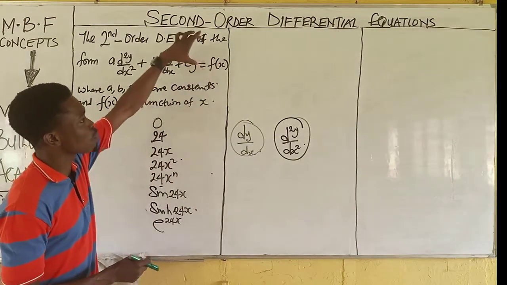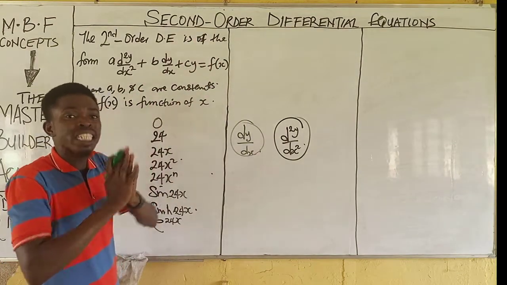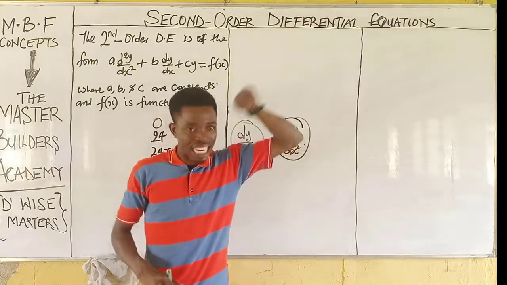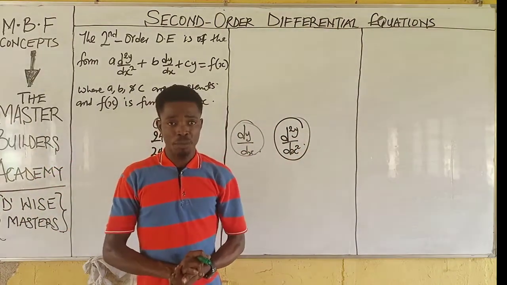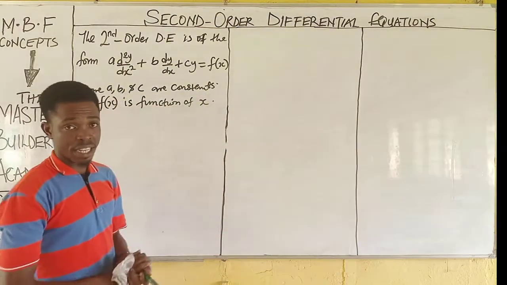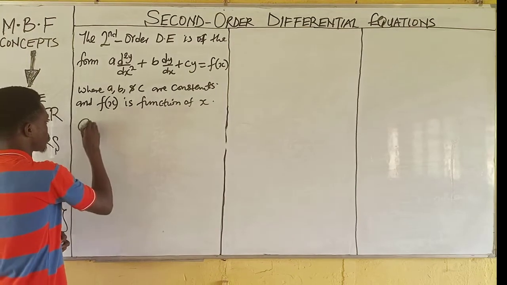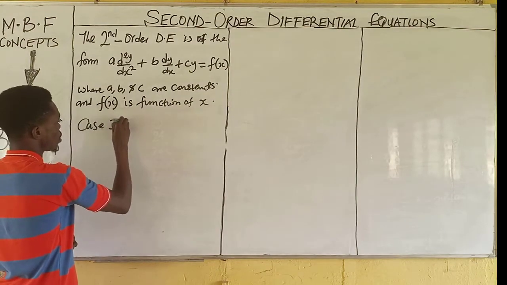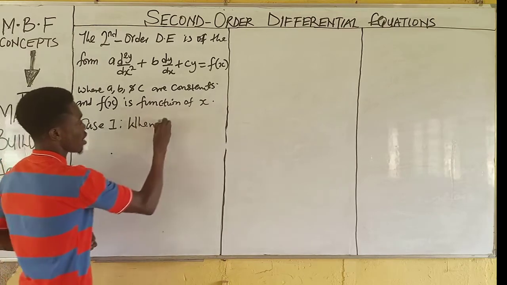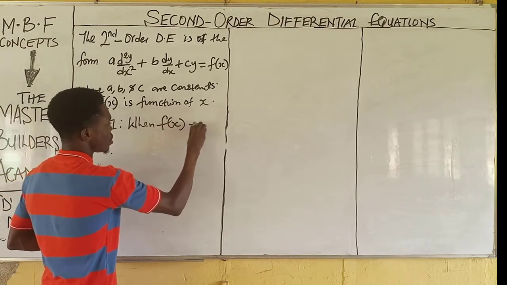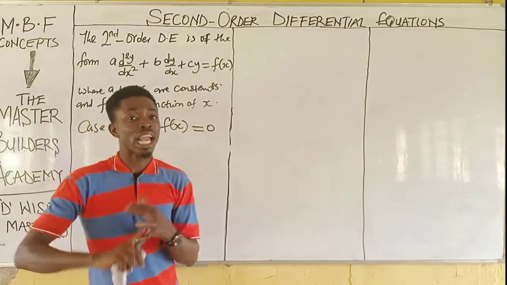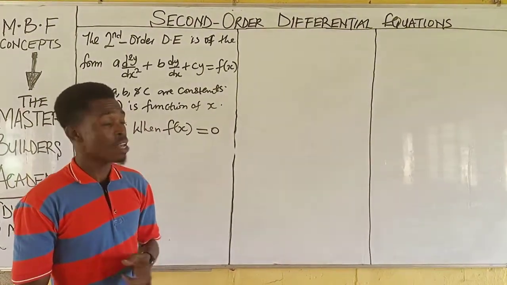So what actually influences the case to which any second order differential equation belongs is what you have at the right hand side of the equation. Now, let's get to work. Let's take the very first case, case 1, which is when f of x is equal to 0, which is exactly a homogeneous equation. Are we there?